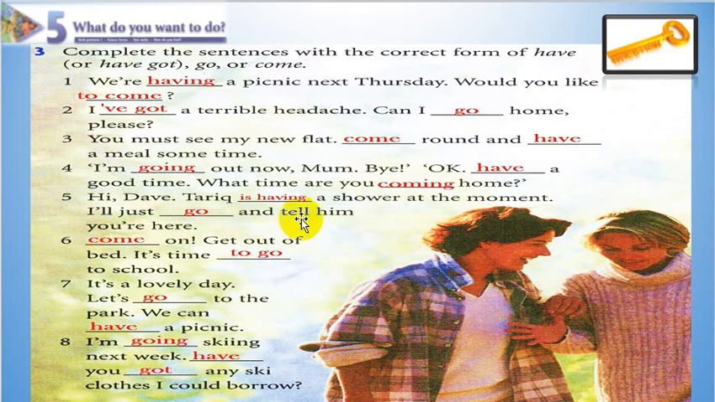I'll just go and tell him. You're here. Come on. What do we say in colloquial Arabic? Yalla. Come on. Get out of bed. It's time to go to school. Okay. It's a lovely day.